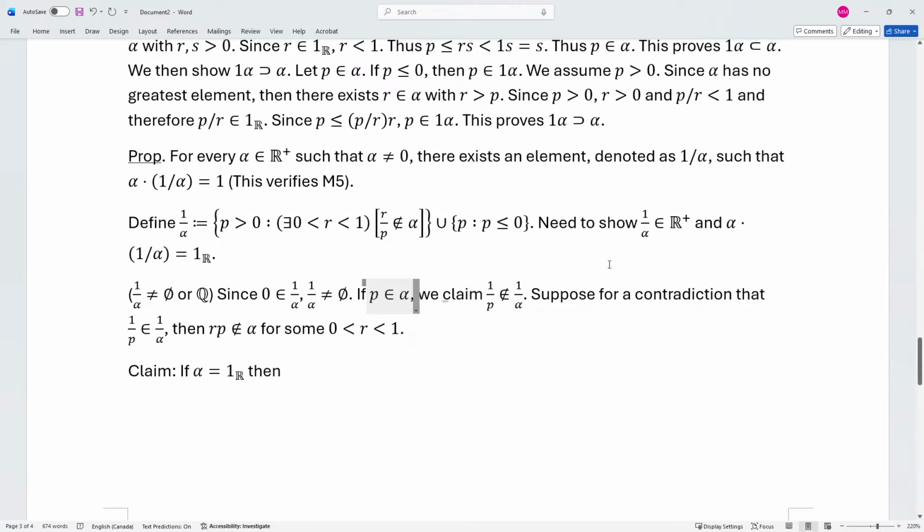Anyway, here, let's finish up this proof by contradiction. Since P is an alpha, and R times P is less than P, this is a contradiction.